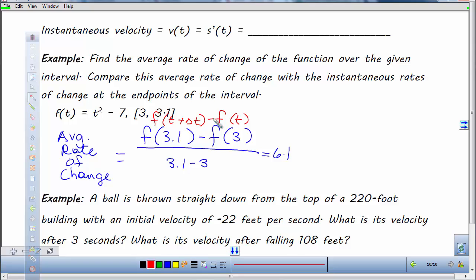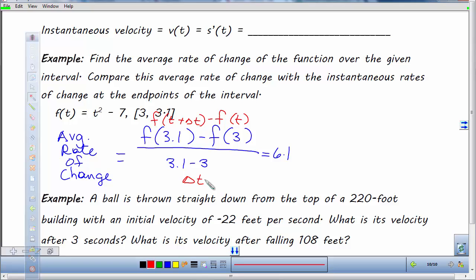3.1 comma 3? It wouldn't be 3.1 comma 3 because this is an interval, and in our interval notation it goes from lowest to highest always. That's right. And then this is delta t, except I wrote it out. I wrote, basically, t2 minus t1.